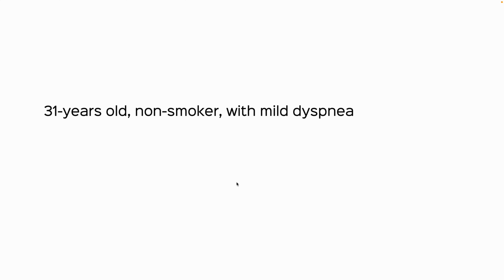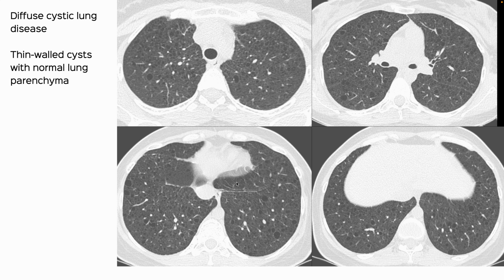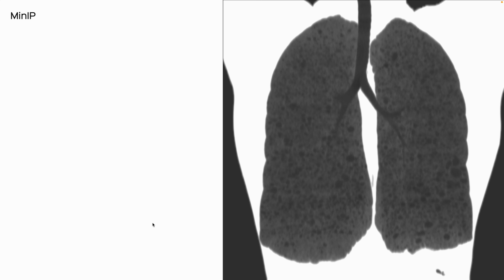So, this 31-year-old non-smoker woman with mild dyspnea, and the CT scan shows multiple thin-walled cysts. At first glance, it almost looks like the intervening lung is abnormal, but that's just because there are multiple tiny cysts all over. However, the intervening parenchyma is normal, and you can see the cyst profusion on the minIPs beautifully here.